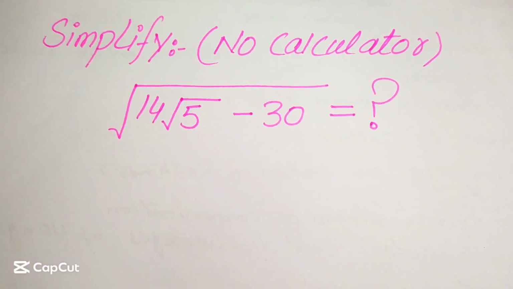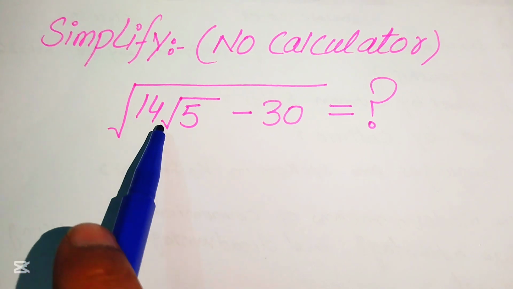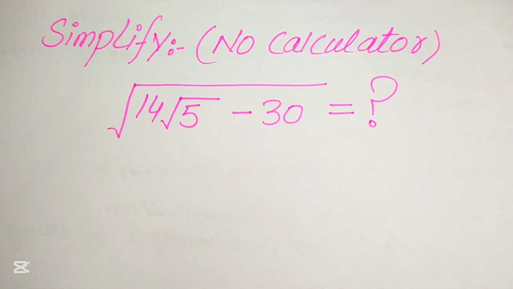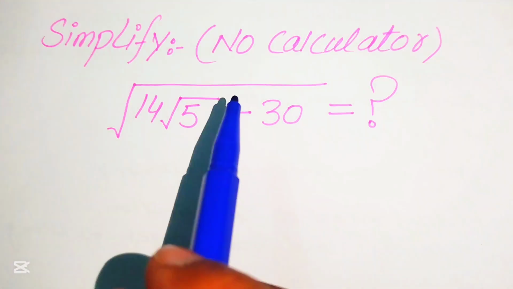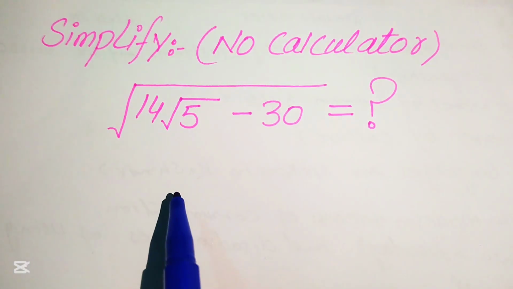Hello everyone, how to simplify this algebraic expression: the square root of 14 times the square root of 5 minus 30, and write it in the simplified or lowest form. Remember that a calculator is not allowed in this problem, so we will show all of the working here.